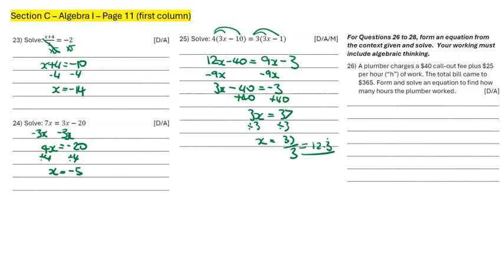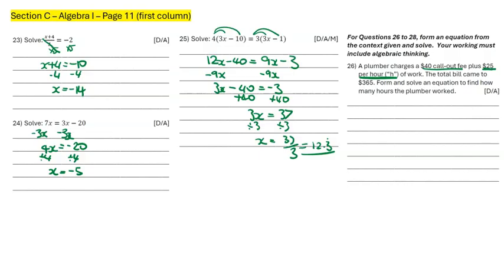That's no stress. So now moving on to the next chunk. This here is when you have to form an equation from the scenario, and then you've got to solve it. And you've got to include your algebraic thinking, your opposites, as you're doing that. So a plumber has a $40 call-out fee plus $25 per hour. So that $25 per hour, that's your variable, right? Because that could change. So that's where your letter is going to be. The total bill came to $365. Form and solve an equation for how many hours the plumber worked.